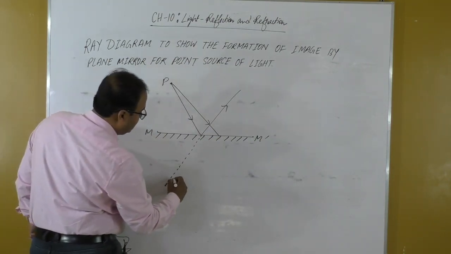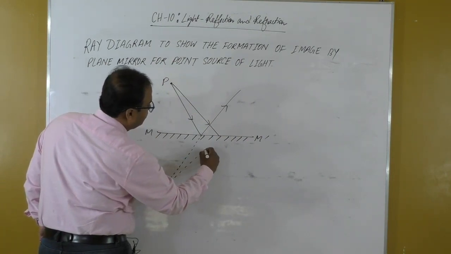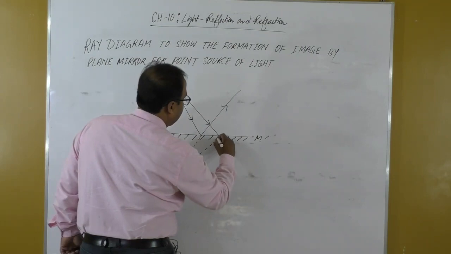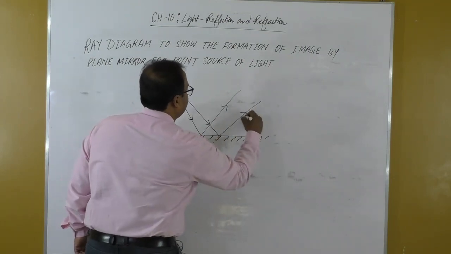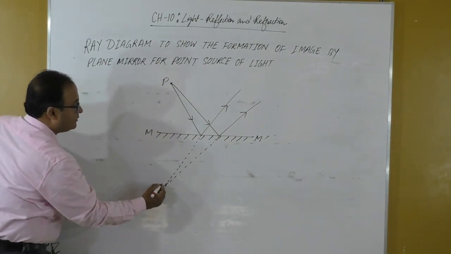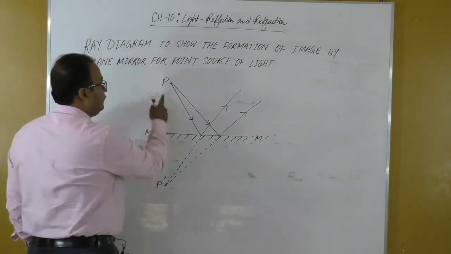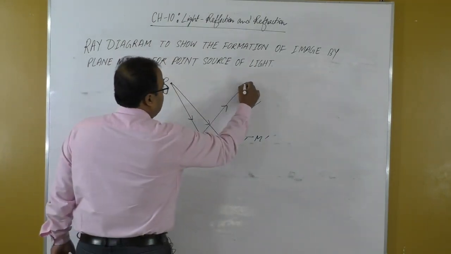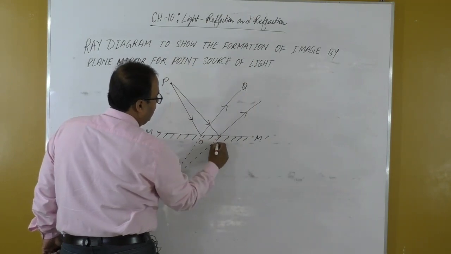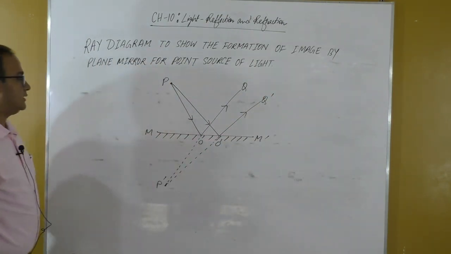Similarly, for the second one, you can draw like this, and the light ray appears to diverge from here. So both the light rays after reflection appear to diverge from this point, so we can consider this point P dash as the image of P. Let the reflected rays be O, Q or O dash, Q dash. These are the reflected light rays.